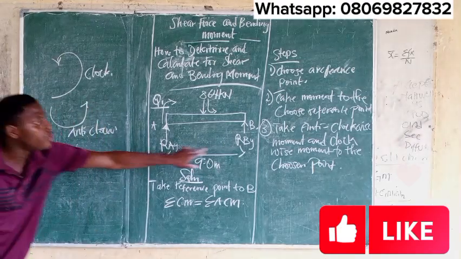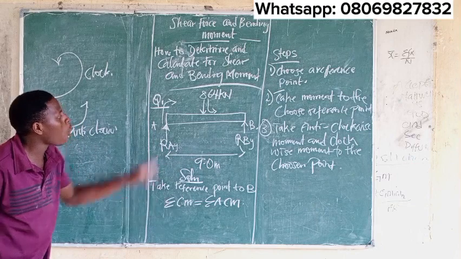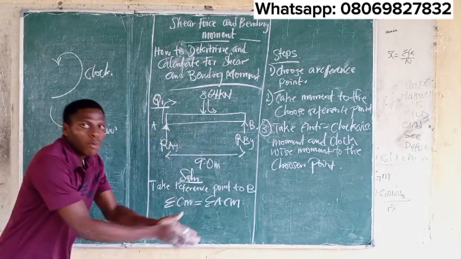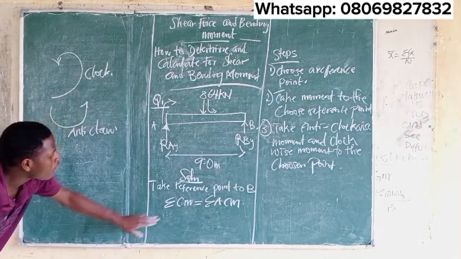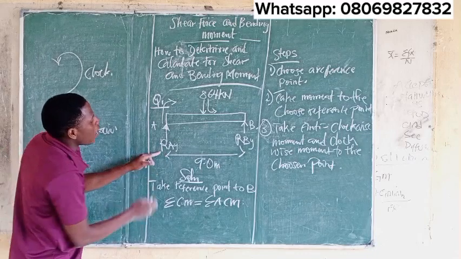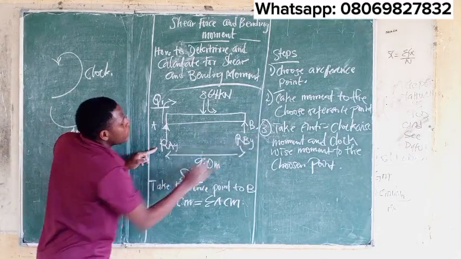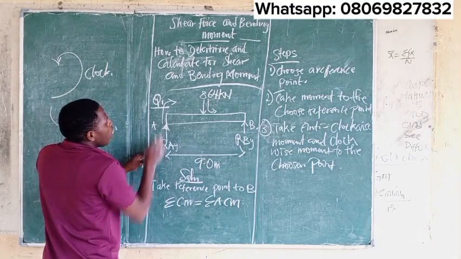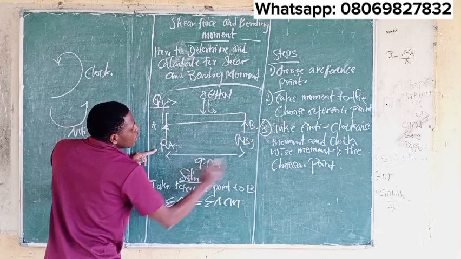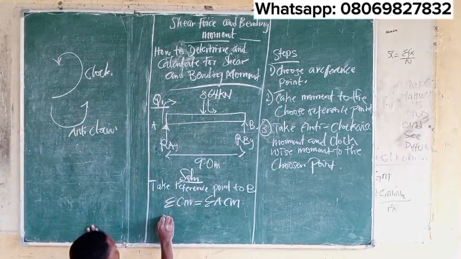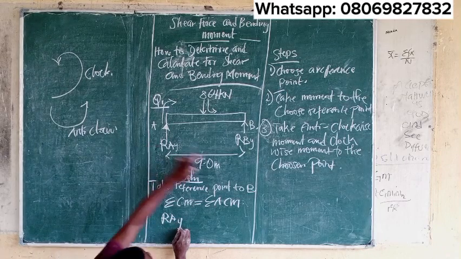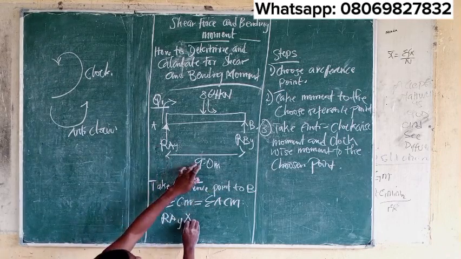Now, to get these two reactions, what are you doing? You are taking the clockwise moment and the anti-clockwise moment with respect to their distance. Now, taking the clockwise moment, which we know is RAY. If we take RAY from this point down to point B, we are taking RAY multiplied by the total distance. And what is the distance from point A to point B? Multiplied by 9.7.